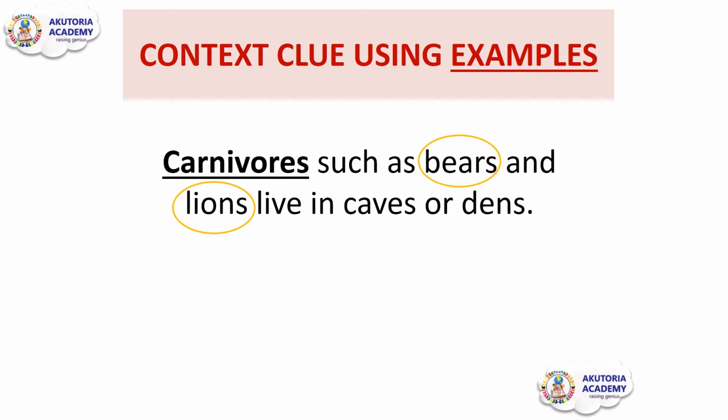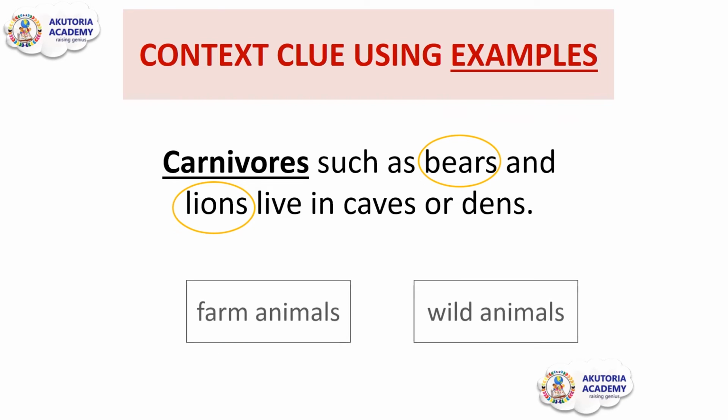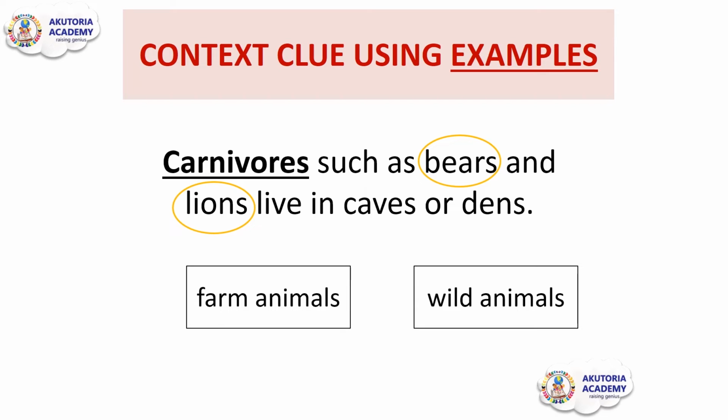So what comes to mind? What do you think carnivores are? Are they farm animals or are they wild animals? Of course, they are wild animals. Carnivores are wild animals because bear is a wild animal and is an example of a carnivore. Lion is a wild animal and it's an example of a carnivore. And now they also mentioned that they live in caves and dens. They don't live in farms. So from the text and from the example in the text, we have figured out the meaning of carnivores.